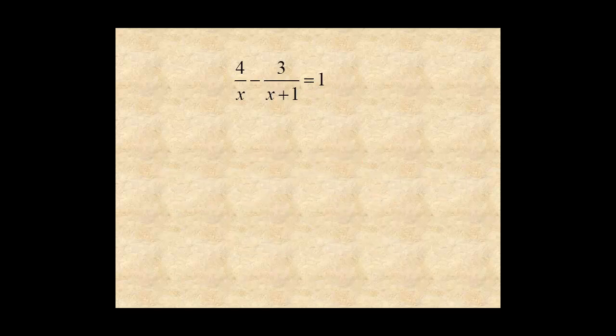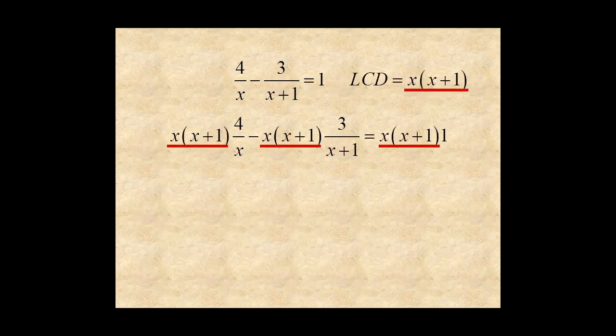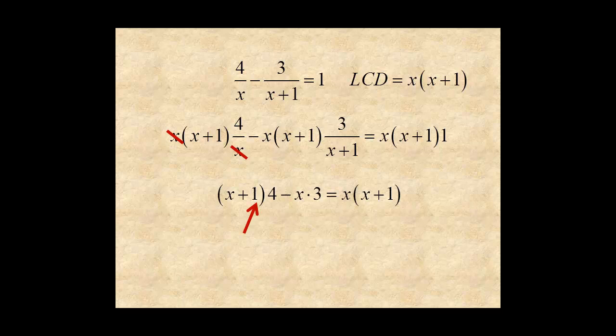For the second equation, simplify by multiplying each term by the LCD, which is x times x plus 1. In the first term, the factors of x cancel, leaving x plus 1 times 4. In the second term, the factors of x plus 1 cancel, leaving negative x times 3. The last term is just x times x plus 1.